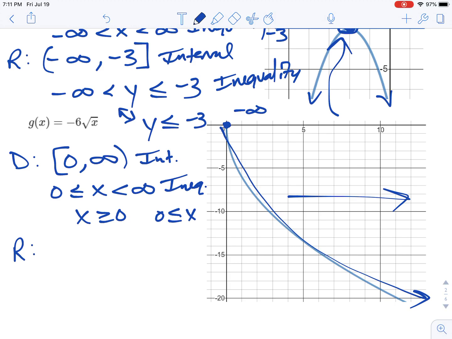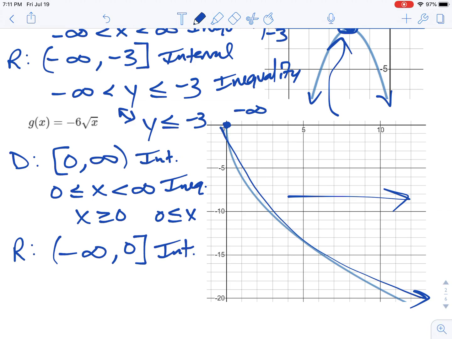For the range, the biggest y value is up top here at 0, and then it goes down from there. So again, when you make your range, make sure you always do the smaller to the bigger. So we wouldn't say 0 to -infinity. It doesn't make any sense, so don't do that. You've got to do smaller to bigger. So -infinity to 0, including 0, not including -infinity, that would be interval notation.